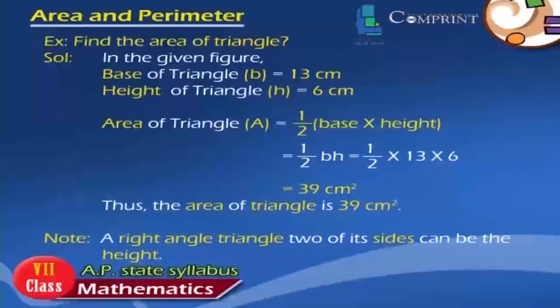Area of triangle A is equal to 1 by 2 into base into height is equal to 1 by 2 BH is equal to 1 by 2 into 13 into 6 is equal to 39 centimeter square. Thus, the area of triangle is 39 centimeter square. Note, in a right angle triangle, two of its sides can be the height.